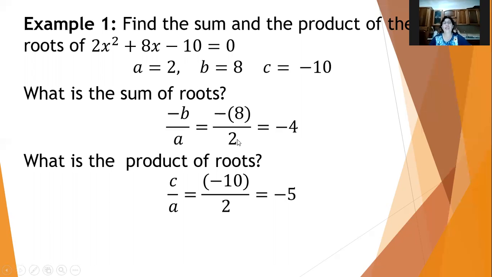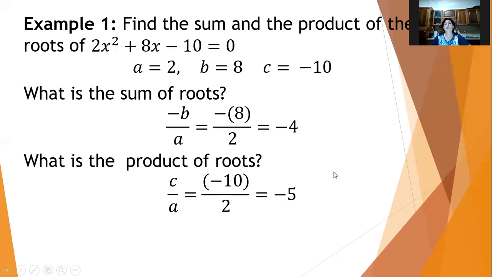Negative 8 over 2 is equal to negative 4. Now, how about the product? What is the product of roots? The formula is C over A. The value of C is negative 10, while the value of A is 2. Negative 10 divided by 2 is equal to negative 5.